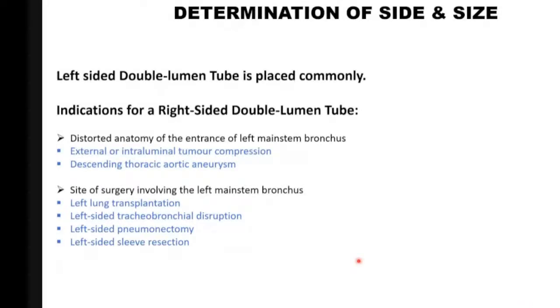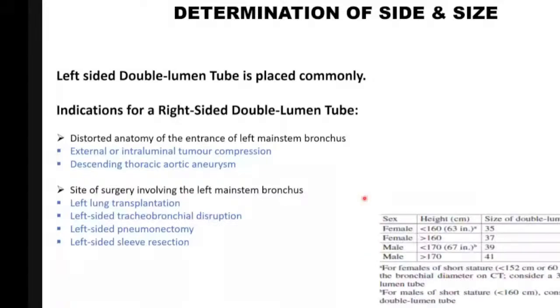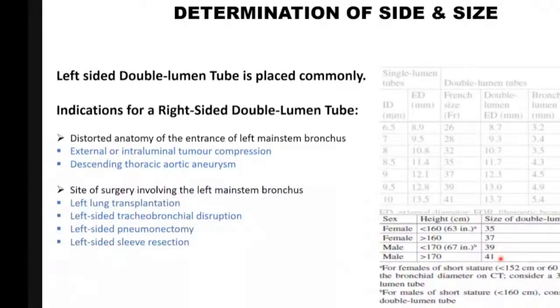So what we commonly follow, if in female, if the height is less than 160, we'll go for 35 or 37. If it's very less, like less than 152, then we go for a 32 size DLT. In case of male, if the height is less than 170 centimeter, then we choose 39 size DLT. If it's more than 170, we go for 41. If it's very less, like less than 160, then we can consider 37.